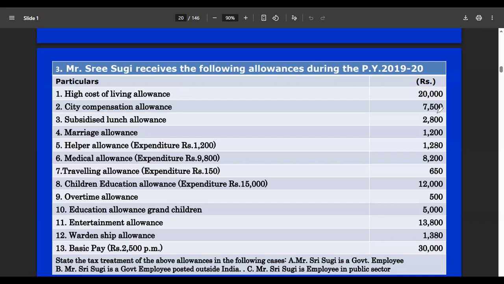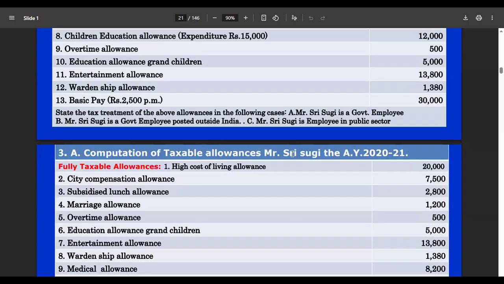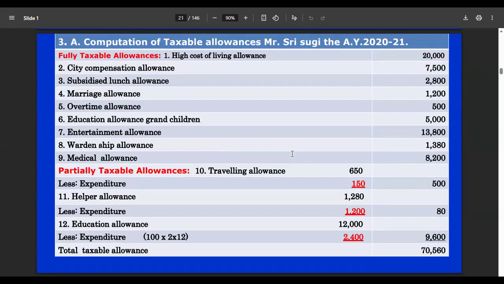Overtime allowance, it is allowed for exemption. Education allowance for grandchildren, it is allowed. Entertainment allowance. Now, if he is a government employee, it's fully exempted. But since he is not a government employee, the entertainment allowance is also taxable. Then, if my basic pay is 2,500, I have to work it out for calculation of tax liability.